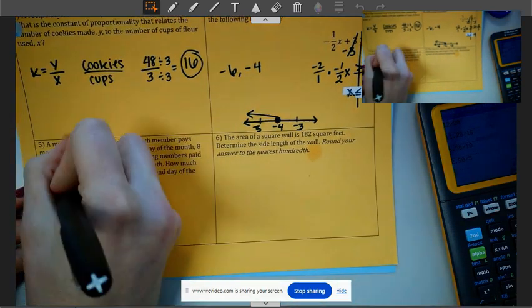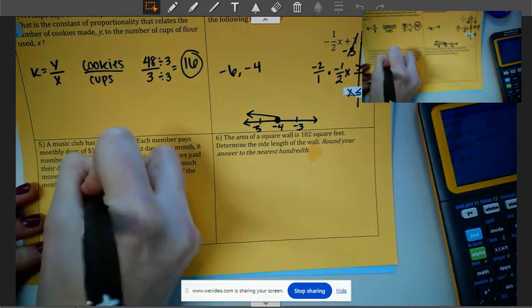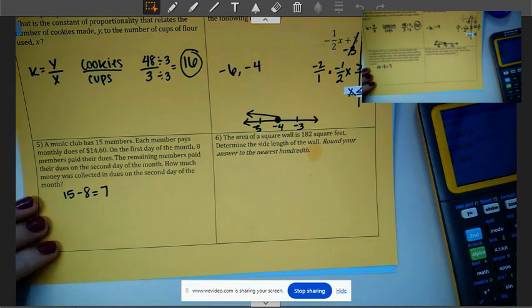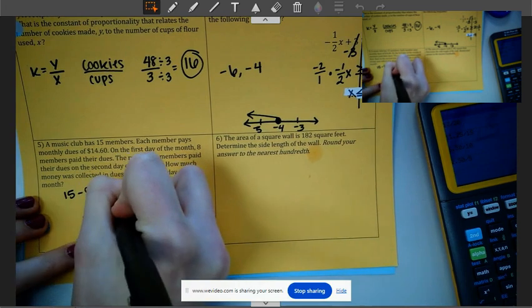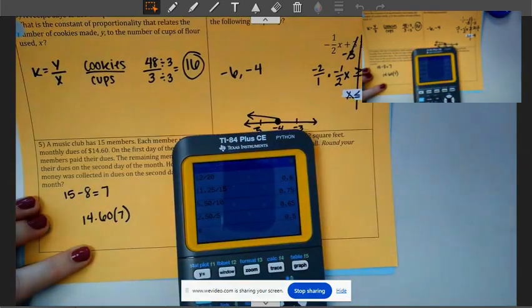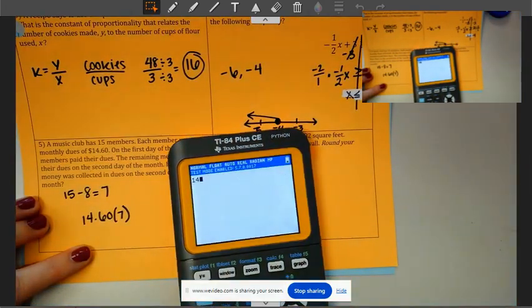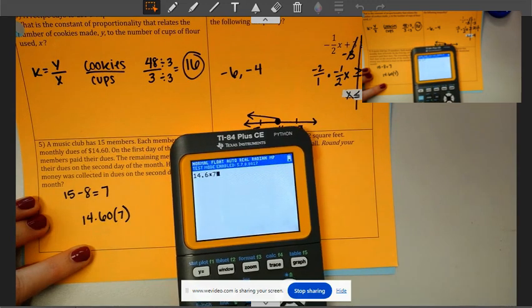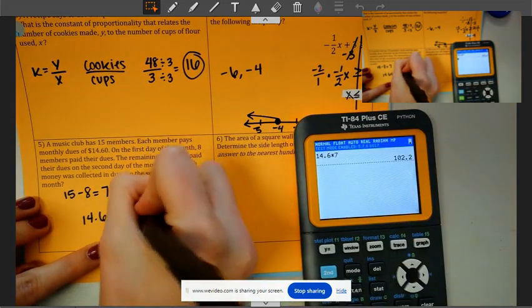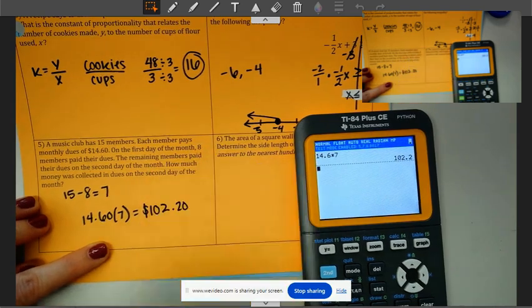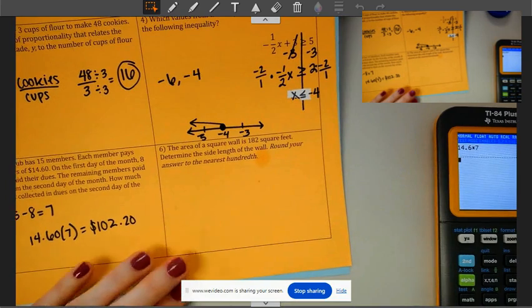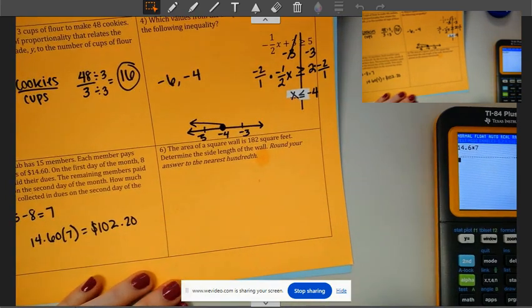Okay, well, if I have a total of 15 members and 8 already paid, I have 7 members who needed to pay, so then I would be doing $14.60 times 7. And you have a calculator, so we can do $14.60 times 7. They would have paid $102.20.